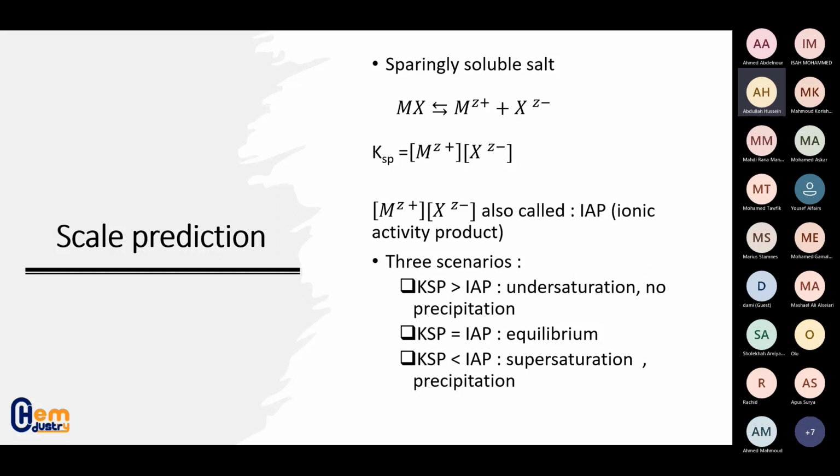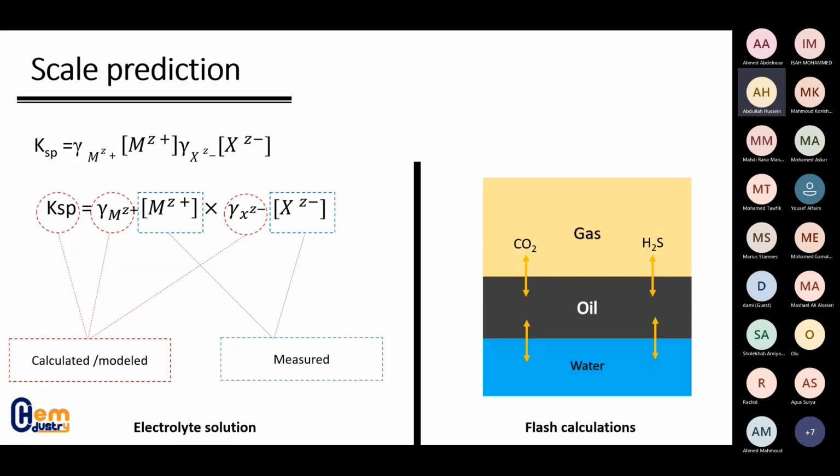So if you have a sparingly soluble salt, you can represent its equilibrium according to the KSP equal to its ionic product, and then you will have three basic cases. Either the KSP is higher than the ionic product, and then there will be no precipitation, or equal to the ionic product, then we have an equilibrium state, or when it's less than the ionic product, then you will have a precipitation. As I said, this is a very basic chemistry class, but we cannot use this in our oil and gas scale prediction for so many reasons.